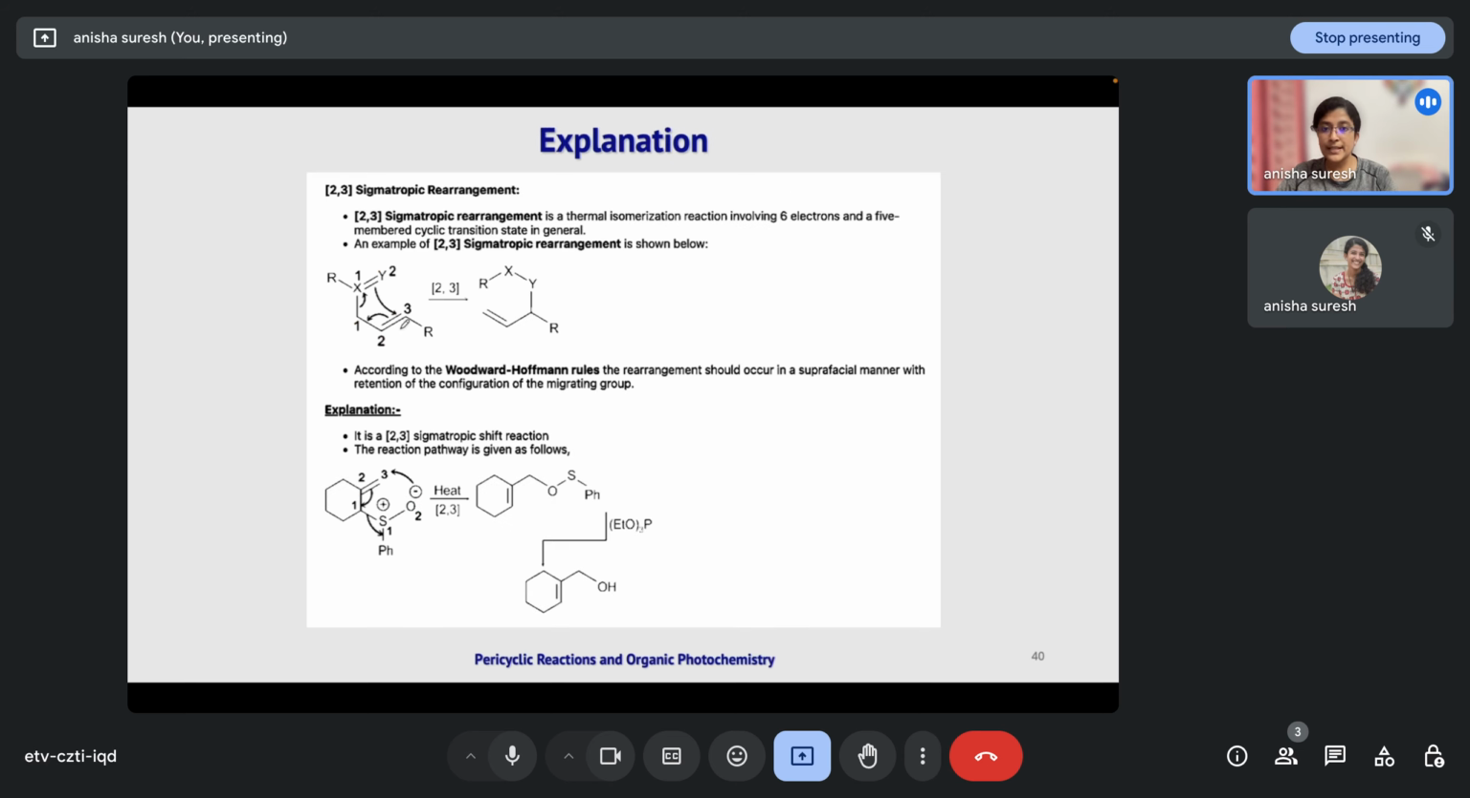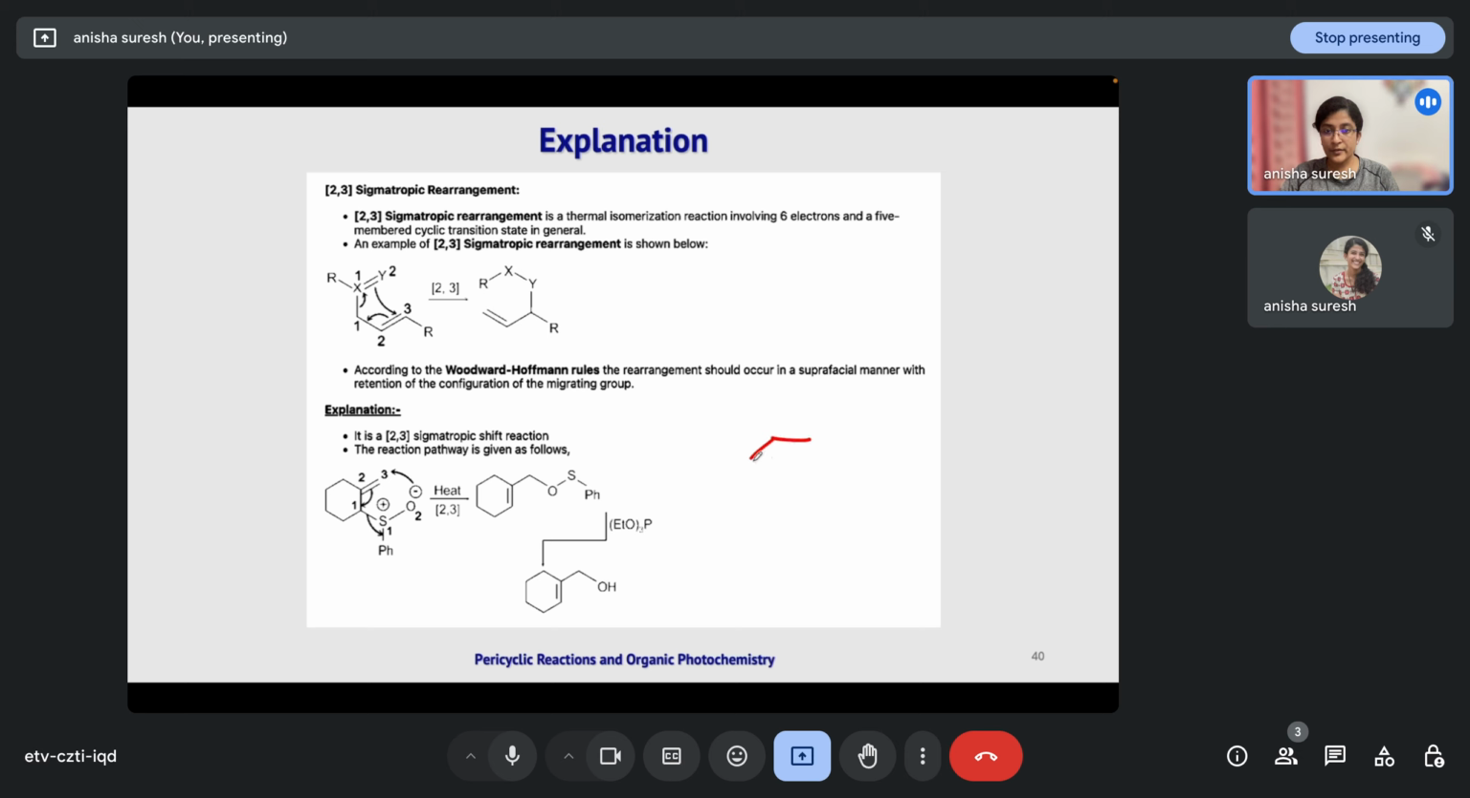Okay, so what is taking place here? This ylide of sulfur will attack at this position. This bond will shift here, and this bond will be breaking, resulting in the formation of this product after the 2,3 sigmatropic rearrangement. And in the presence of triethyl phosphite, this will be cleaved, giving the hydroxyl.